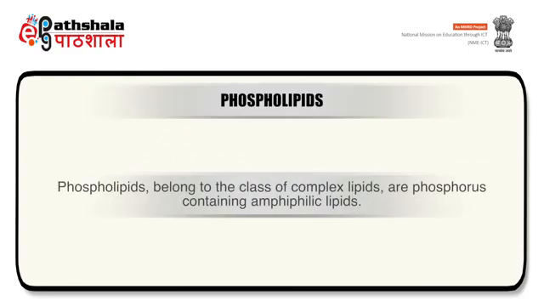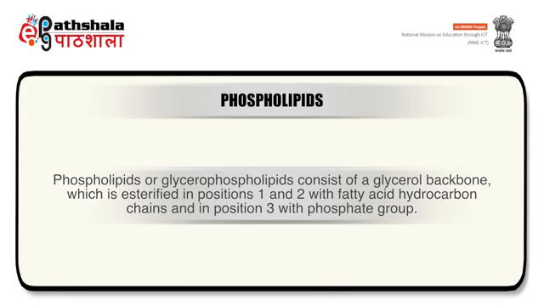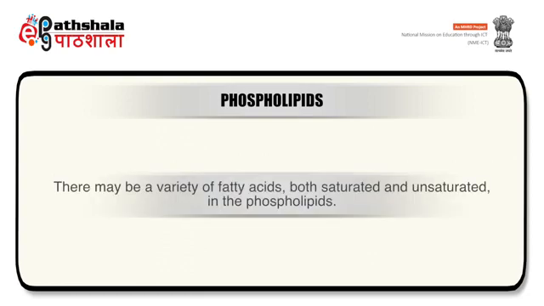Phospholipids. Phospholipids belong to the class of complex lipids and are phosphorus-containing amphiphilic lipids. Phospholipids are similar to the triglycerides with a couple of exceptions. Phospholipids or glycerophospholipids consist of a glycerol backbone which is esterified in positions 1 and 2 with fatty acid hydrocarbon chains and in position 3 with a phosphate group. The same is shown on the screen.